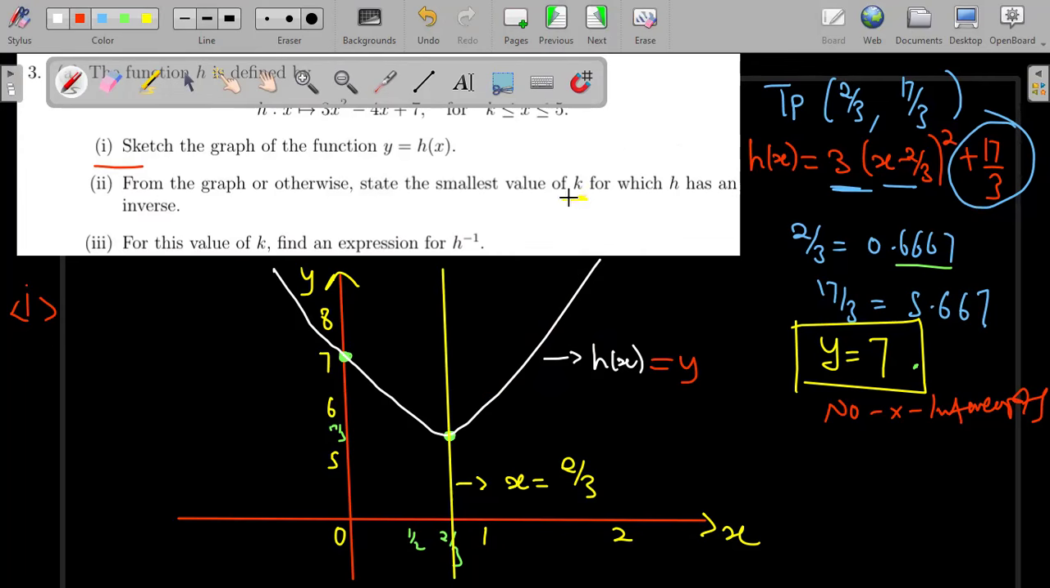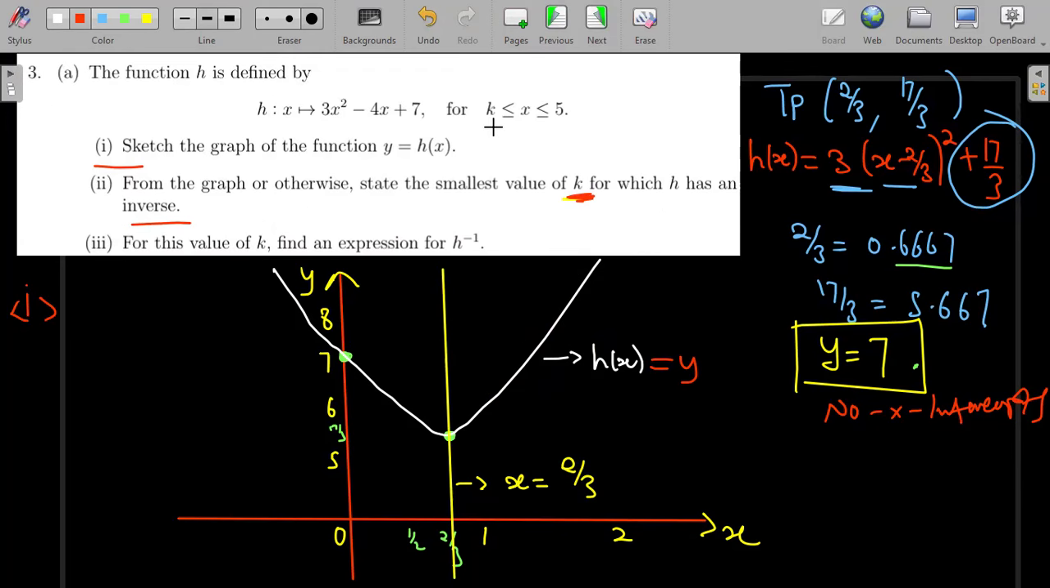That's what we want to do in order to find this value of k, because they said state the smallest value of k for which h has an inverse. They said for this graph, the values of x should be from k all the way to 5. So 5 can be somewhere there, where it meets the graph, and then the smallest value of k for which it has an inverse.